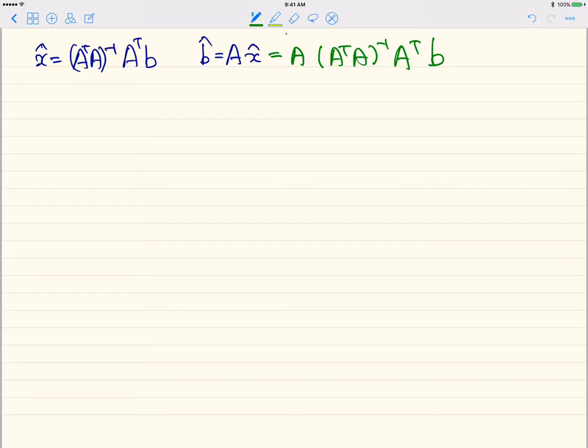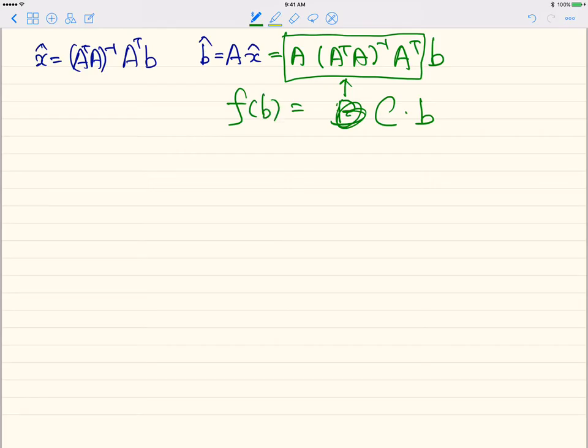Okay? So this whole part is a weird matrix. Let's think about the role or kind of effect of this transformation. This can be understood as a kind of transformation. So this is some matrix, right? Let's call that matrix C. So this is C times b. We can consider this transformation of mapping b to some other vector, and that transformation is defined as this matrix C.